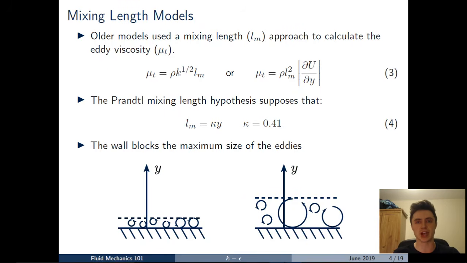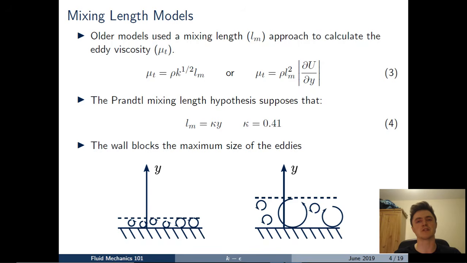So I'm going to start with a bit of history here, which will really help you to understand what the k-epsilon model is actually doing. Earlier RANS turbulence models, before the k-epsilon model, used a mixing length approach to calculate the eddy viscosity. The mixing length is commonly denoted by L subscript m to mean mixing length. And what does the mixing length physically mean?